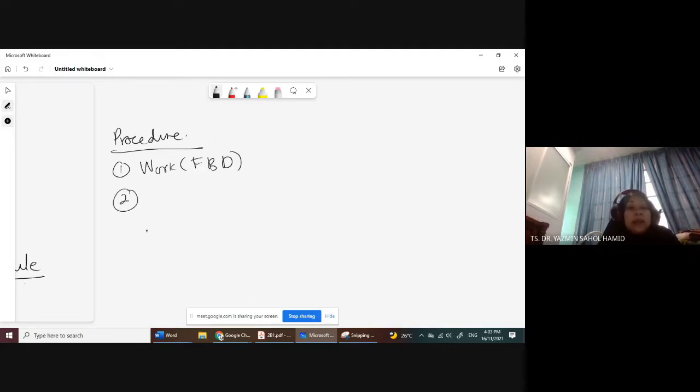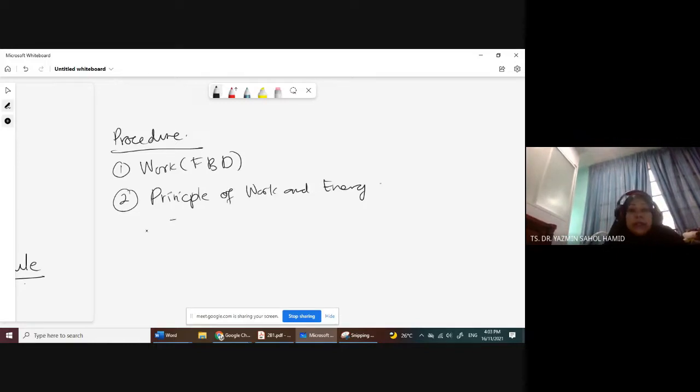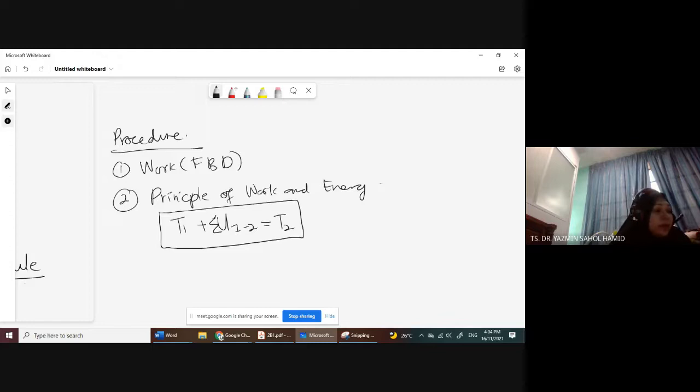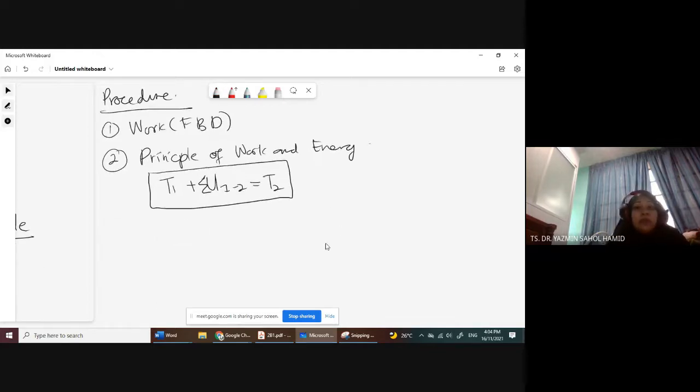Secondly, you're going to apply the principle of work and energy. The formula for the principle of work and energy is, usually summation, T1 plus work from 1 to 2 equals T2. So this is the principle of work and energy. And what is the formula for the kinetic energy?